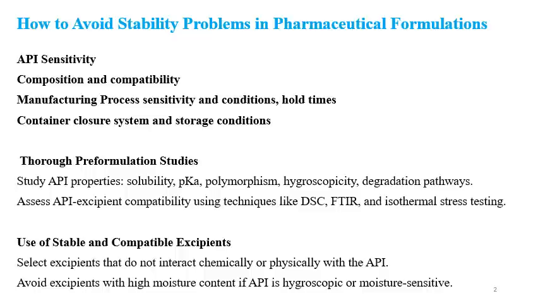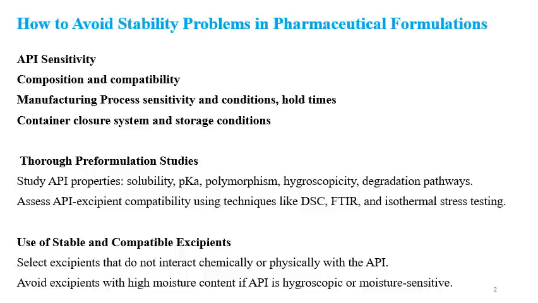So first is doing the pre-formulation studies. We need to understand what is the sensitivity of the API and formulation and how it will behave during the stability. Pre-formulation studies are required to study API properties like solubility, pKa, polymorphism, hygroscopicity, and the degradation pathways. Forced degradation studies or stress studies are required to be done to understand the impurity formation ways or degradation pathways. Then assess the API excipient compatibility using techniques like DSC, FTIR, and isothermal stress testing.